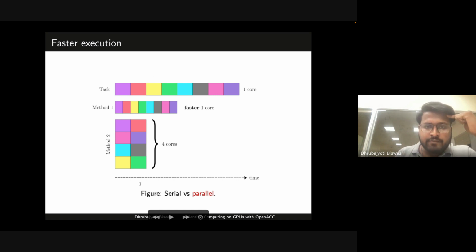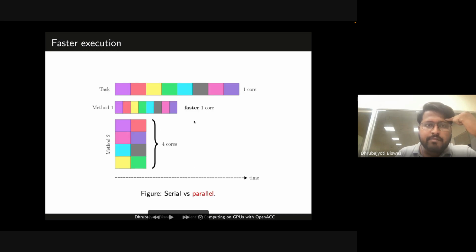In the 4-course example, the method 2 which I have shown, I have maintained that order: red comes after purple, the dark gray comes before blue, and green comes before yellow. That sequence has to be maintained because it is inherently a serial task, but then you have chunks of serial tasks which can be computed in parallel. So this is the other way in which we can do it faster. That typically requires even less time, and it depends on the number of cores you have in your system. Yeah, good.